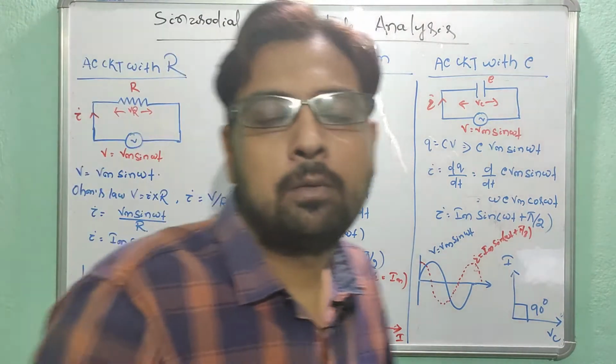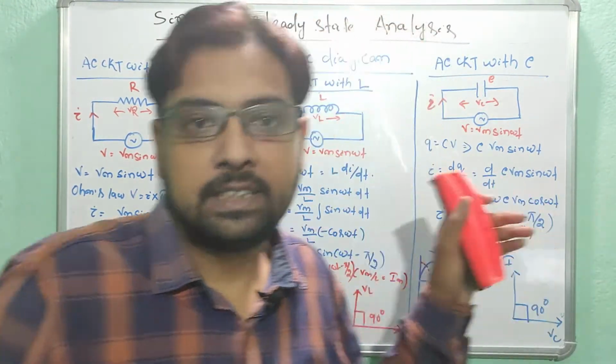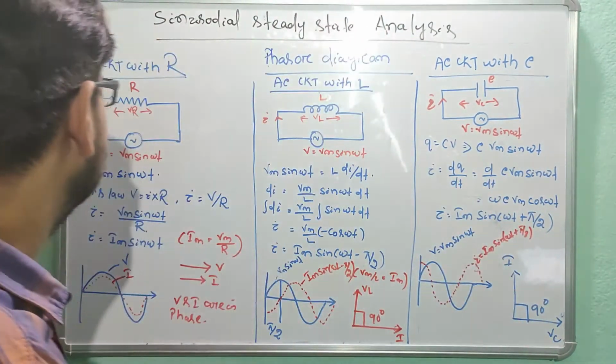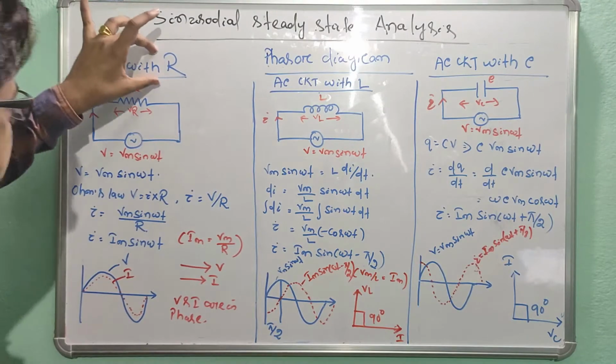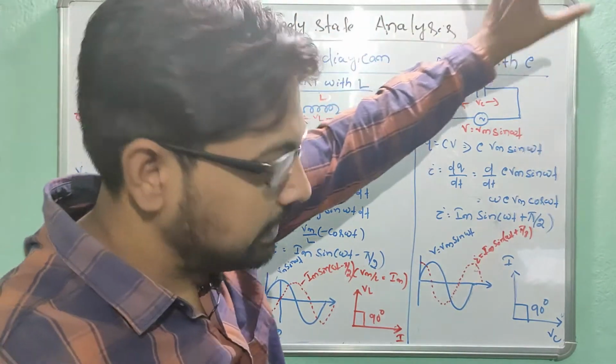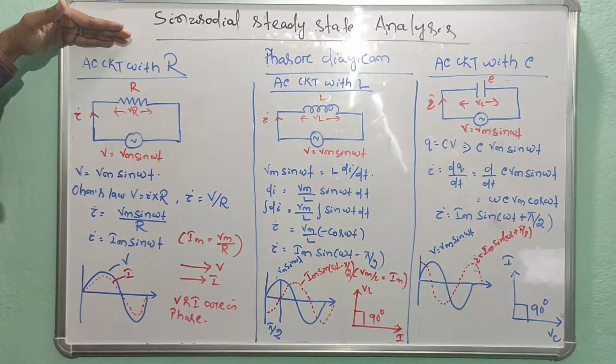So first of all, what is a phasor diagram? The pictorial representation of a circuit is called a phasor diagram. For the phasor diagram, we will discuss AC circuit with resistance only, AC circuit with inductance only, and AC circuit with capacitance only. So first of all, what is the AC circuit with resistance only?